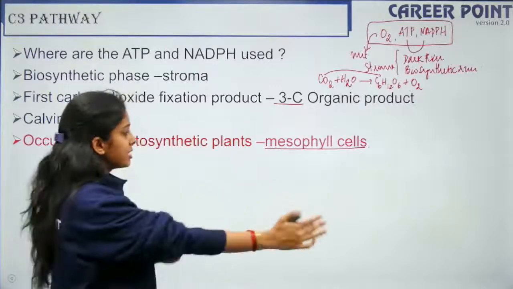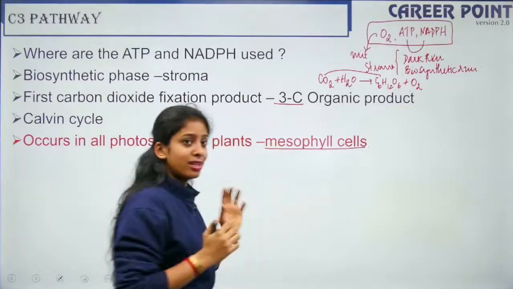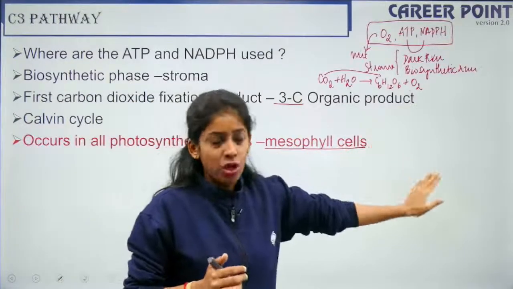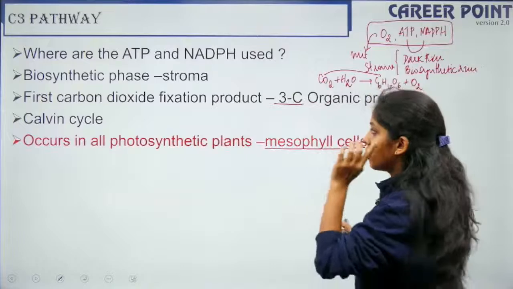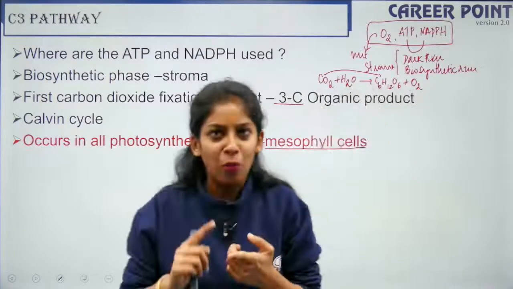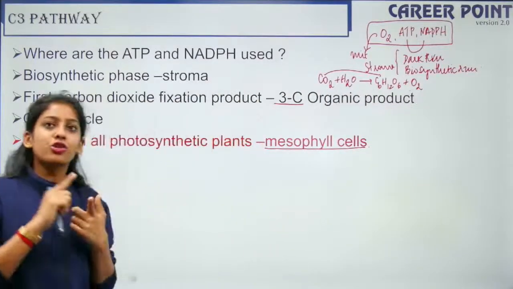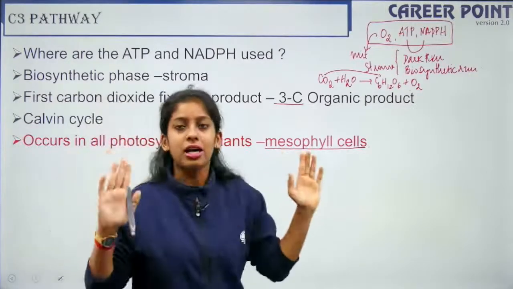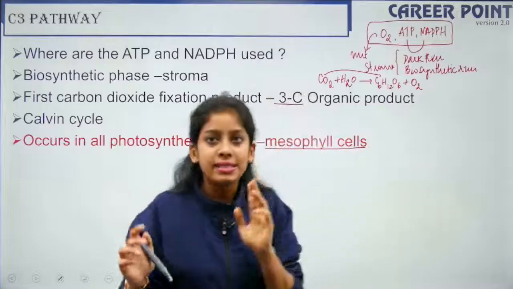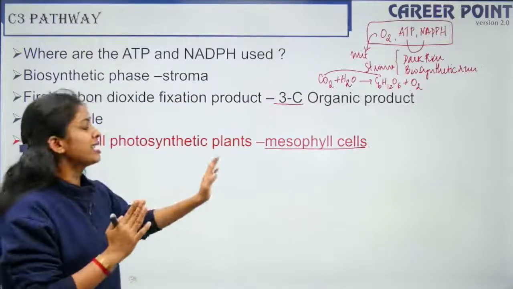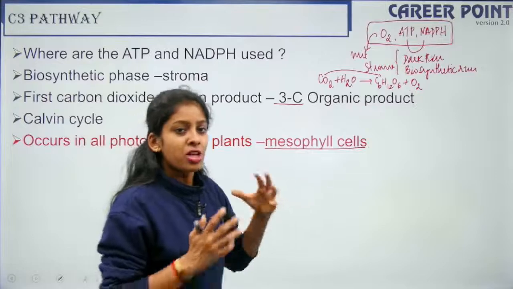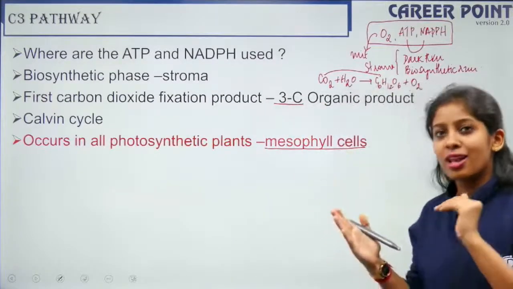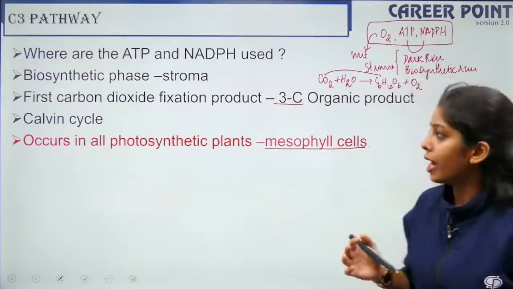So what happens is this C3 cycle, in case of the C3 plant, happens in the mesophyll cell. So far what you have to remember? You have to remember the Calvin cycle is a part of the dark reaction, and this occurs in all green plants that undergo photosynthesis, and in C3 plants exclusively it happens in the mesophyll cells. So mesophyll cells are the ground tissues, right? Which are neither vascular nor epidermis, all right?